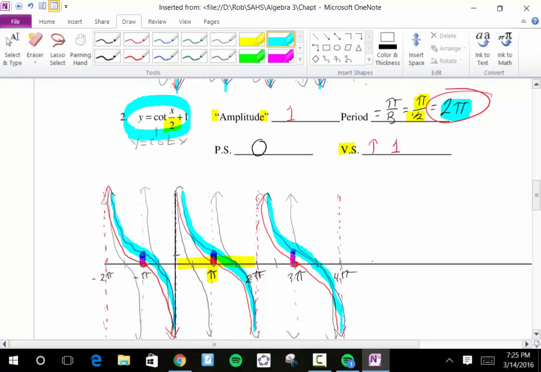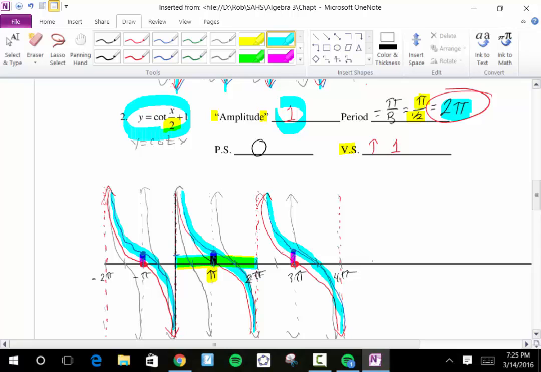Just to recap, we graphed the cotangent of x over 2 plus 1. It's got a period of 2 pi. The vertical asymptotes are at 0 plus 2 pi n. The x-intercepts are at pi plus 2 pi n. It's got an amplitude of 1. It really didn't change its amplitude. And a vertical shift up of 1 happened, which didn't change the vertical asymptotes. So this is how you graph the cotangent of x over 2 plus 1.